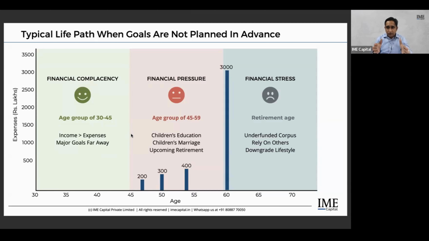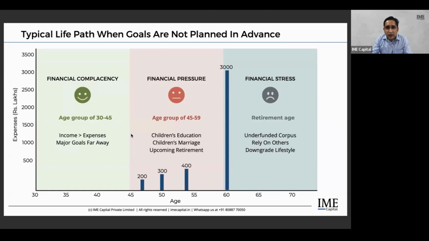However, the moment you get into this 45 to 60 age bracket is very often when you have a combination of both your kids' education, kids' marriage, with an upcoming retirement, right? And this is where you suddenly start feeling a certain level of financial pressure. And people really tend to underestimate just how much they need for retirement.